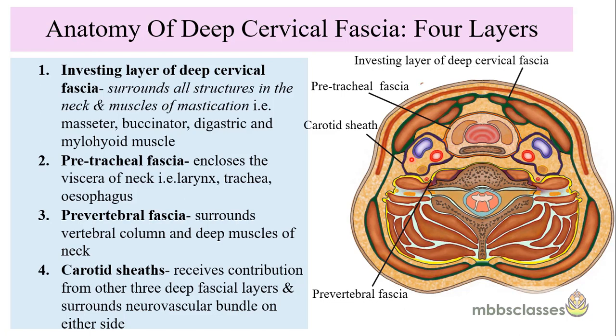The fourth layer of the deep cervical fascia is the carotid sheath, which gets contributions from the investing layer, from the pretracheal layer and from the prevertebral layer. And this carotid sheath surrounds the internal jugular vein, common carotid artery and the vagus nerve.